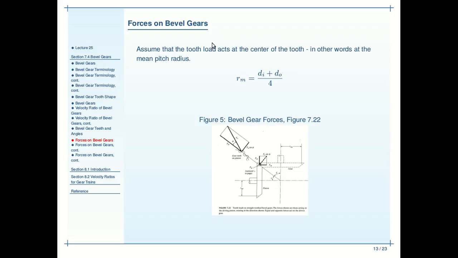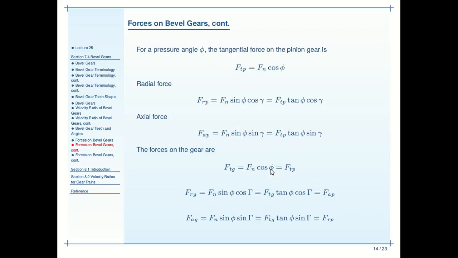We can assume for these bevel gears that the tooth load acts at the center of the tooth, so the mean pitch radius. Therefore, if I add the inner and outer pitch radii and divide by 4, that would give me my mean pitch radius. Here's a schematic from your book, figure 7.22, showing bevel gear forces. We have a normal force that's acting on the tooth, and that's going to resolve then to two other forces. This is a little bit different than what we're familiar with from spur gears, helical gears, and worm gears.